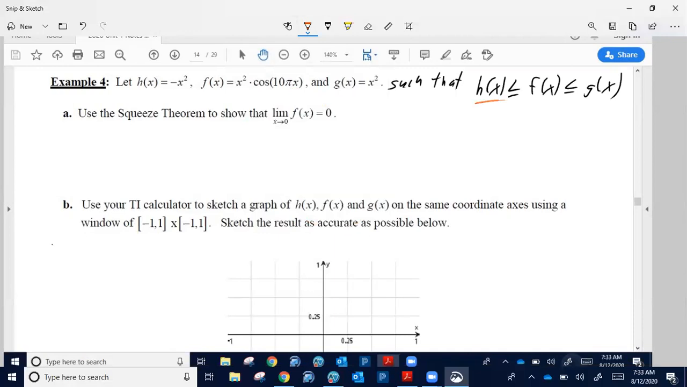Basically, the h problem is always going to be the smallest, the g problem is always the largest, the f problem is always in the middle. Use the squeeze theorem to show that the limit as x approaches 0 of f of x equals 0. Well, to do that, the f problem is pretty nasty to work with. So we're going to go ahead and do the limit as x approaches 0 of the h problem. I'm also going to do the limit as x approaches 0 of the g problem.